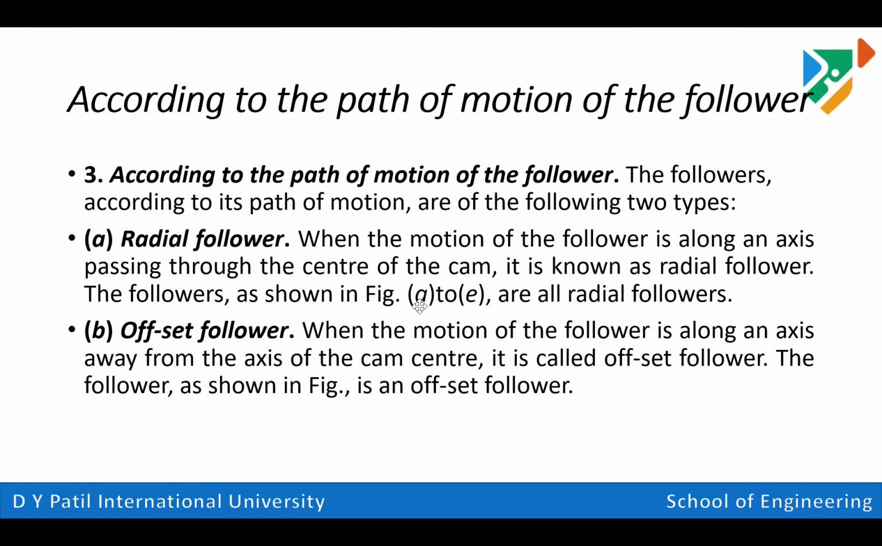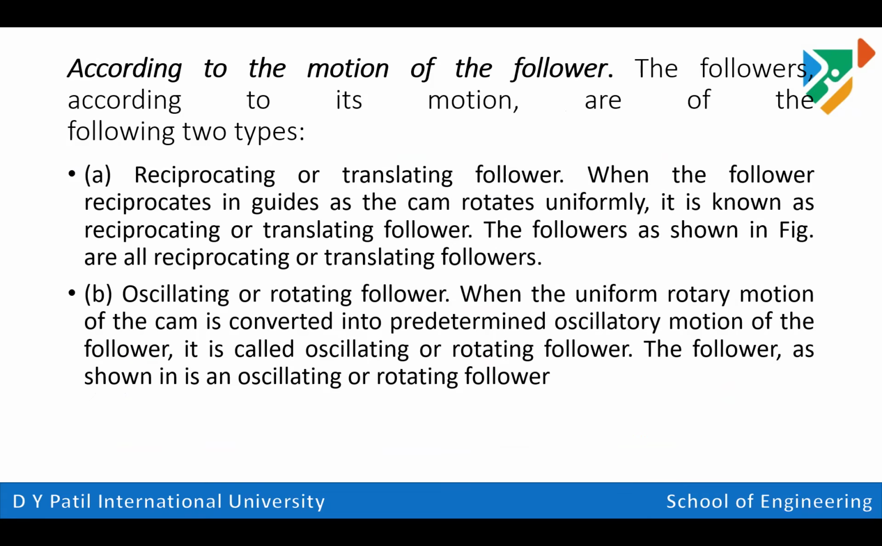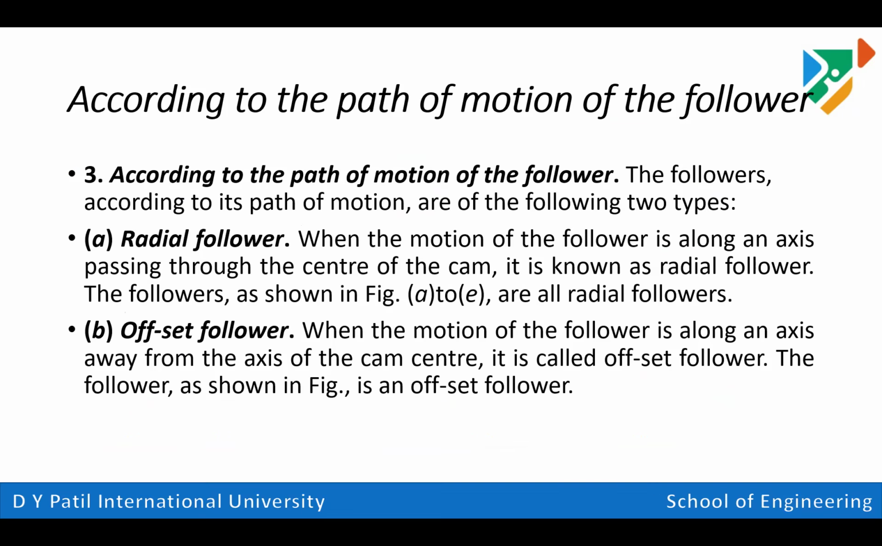Now the next part: if you want to achieve motion transmission with different offset or radial movement, we have these combinations. If the follower is mounted in the axial direction with respect to the cam, then that is a radial follower. If it is offset by some distance to the right or left with reference to the axis of the cam, then it is called an offset follower.